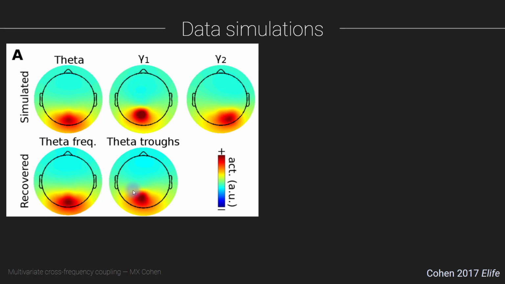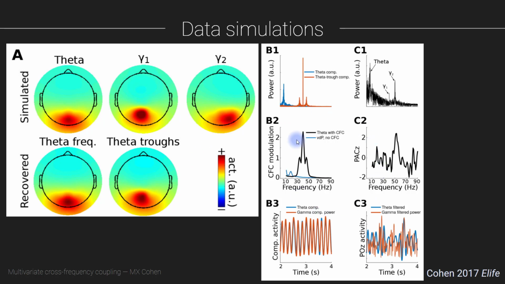Here's the recovered data that I got from the generalized eigendecomposition. So this is for finding a theta peak or theta spatial filter, and you can see that matches the simulation really well. And here I looked for a spatial filter that maximally separates the data from the theta troughs versus the rest of the theta time series, like what I showed in the previous slide. And you can see that that looks a lot more like the gamma 1 dipole and a lot less like the gamma 2 dipole.